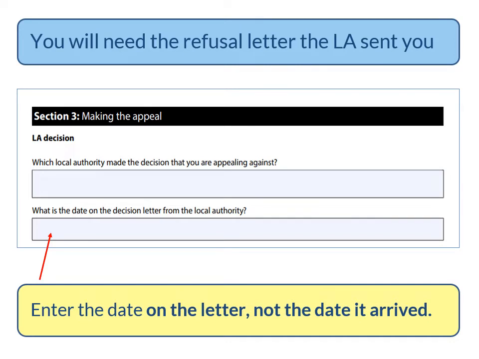In the second box, enter the date on the refusal letter, not the date you received the letter. If there was a long delay in you receiving it, and this leads to you needing an extension in the appeal timeframe, you will be able to give your reasons for needing more time in the box below.